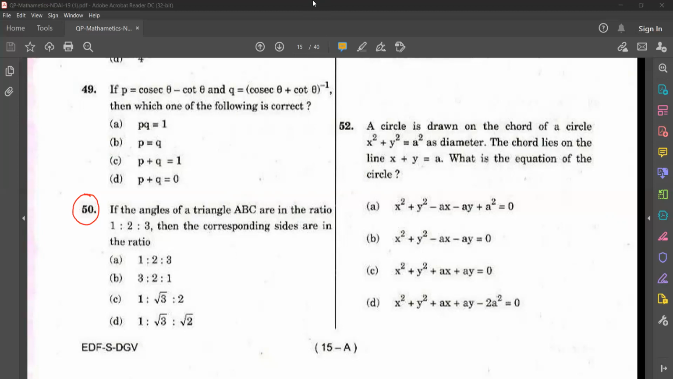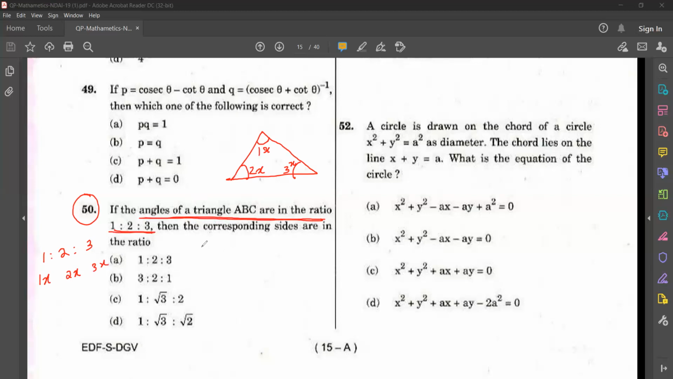Okay. So, how would you proceed? What is given: we have a triangle. In that, angles are in the ratio 1, 2, 3. So angles I can take as 1x, 2x, 3x, isn't it? So 1x, 2x, 3x are the angles.